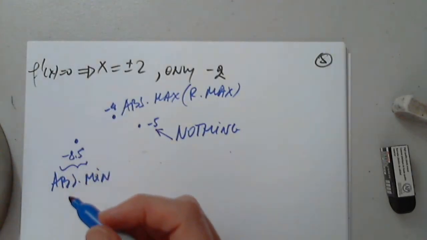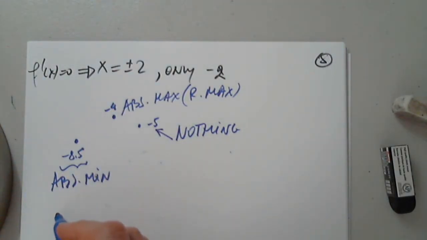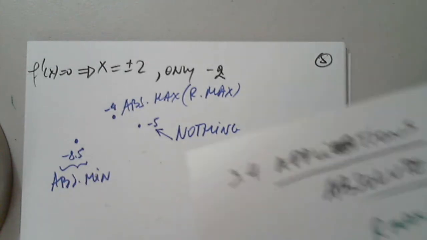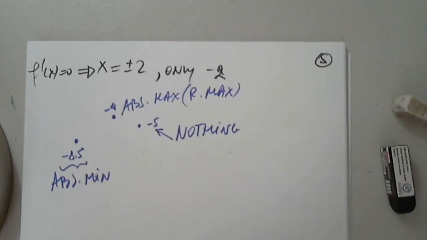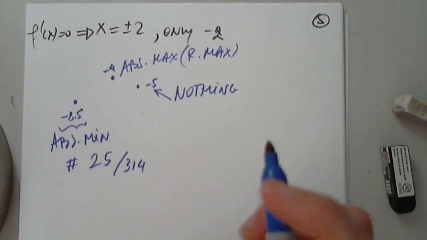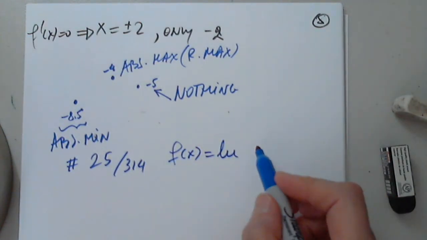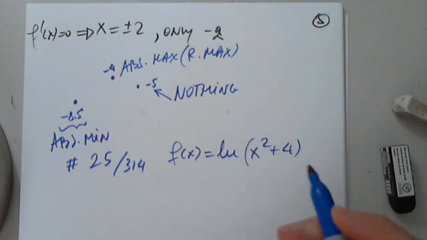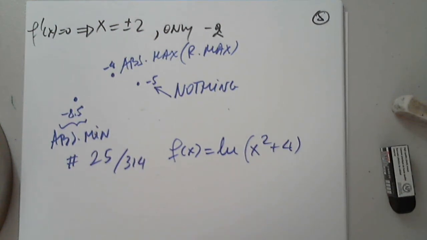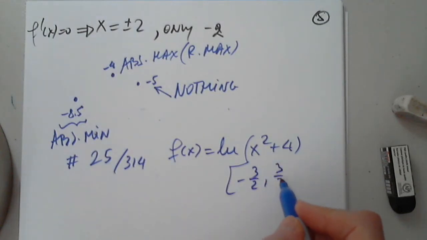Okay. Let's look at, this was a rational function. Let's look at an ugly one then. Let's say 25, same page, 314. Since we haven't looked at a natural log, let's look at a natural log. So they're giving us the interval -3/2, comma 3/2.